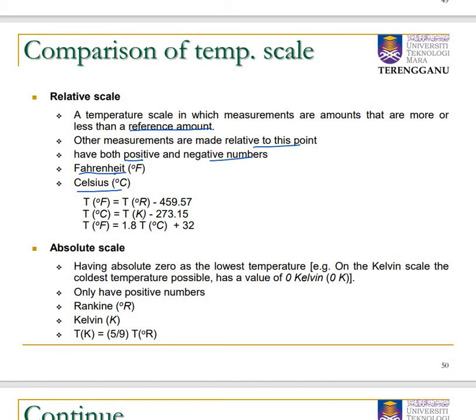If we have Rankine, we need to convert to the relative scale Fahrenheit. We can use this formula. Kelvin and Rankine basically are absolute scales. So if we have Kelvin and want to convert to degree Celsius, like we already know, we need to subtract this 273.15.